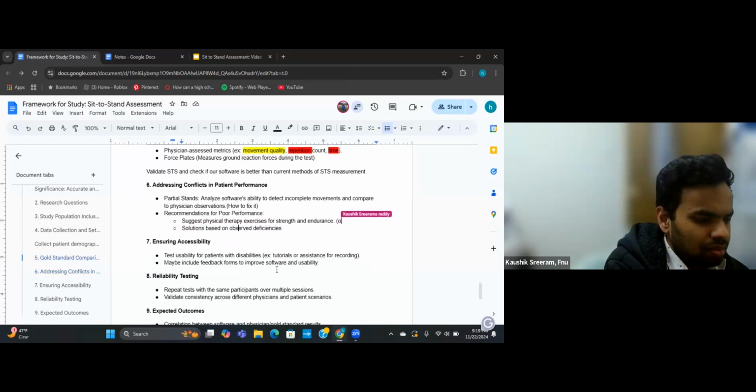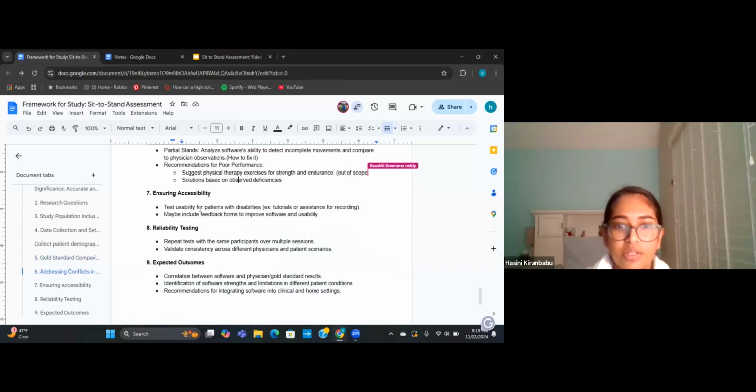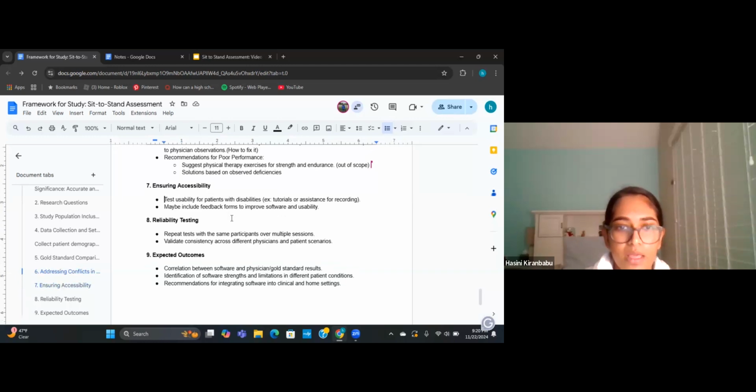Ensuring accessibility: test usability for patients with disabilities, such as giving tutorials or assistance for recordings. And because if we do this in an app format, just include a section like frequently asked questions or tutorials, give video tutorials, and also maybe include a feedback form to improve the software and usability. It doesn't hurt getting feedback from actual users.